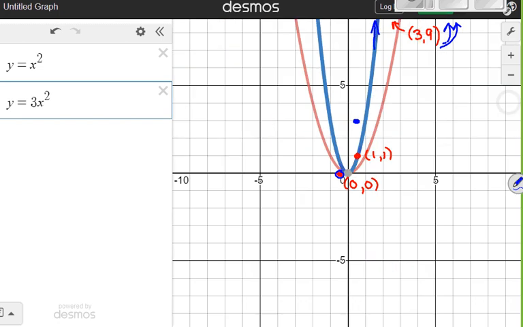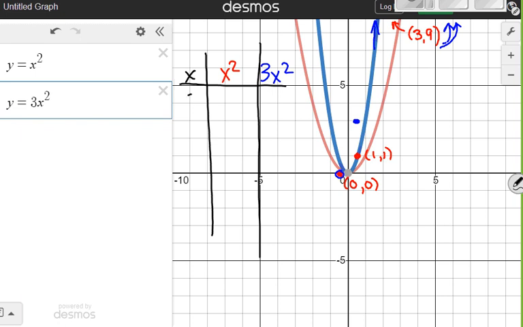That is because the x's were input. You square that input and then multiply by 3. In a table of values, it would look like this. Ready? When you put in 0, 1, 2, and 3 for x, in red you get 0, 1, 4, and 9. But in blue, all of those y values are going to be tripled. And that is what's known as a vertical stretch. 3, 12, 27.